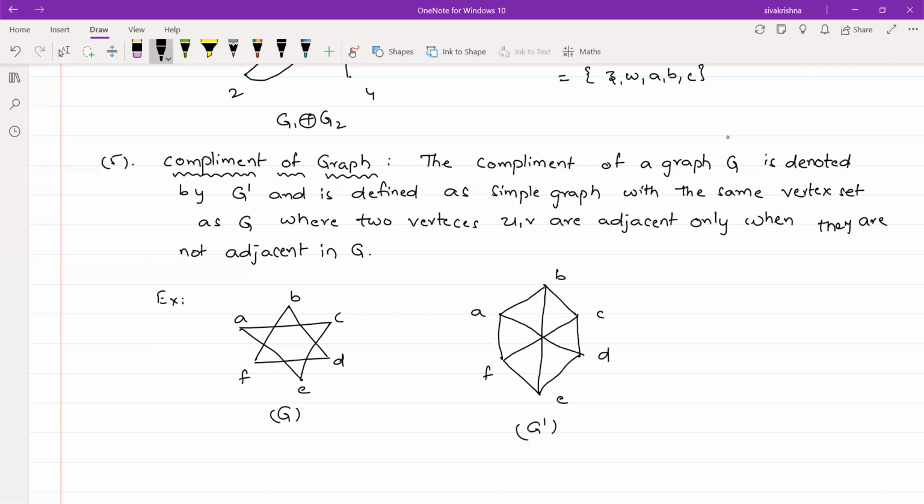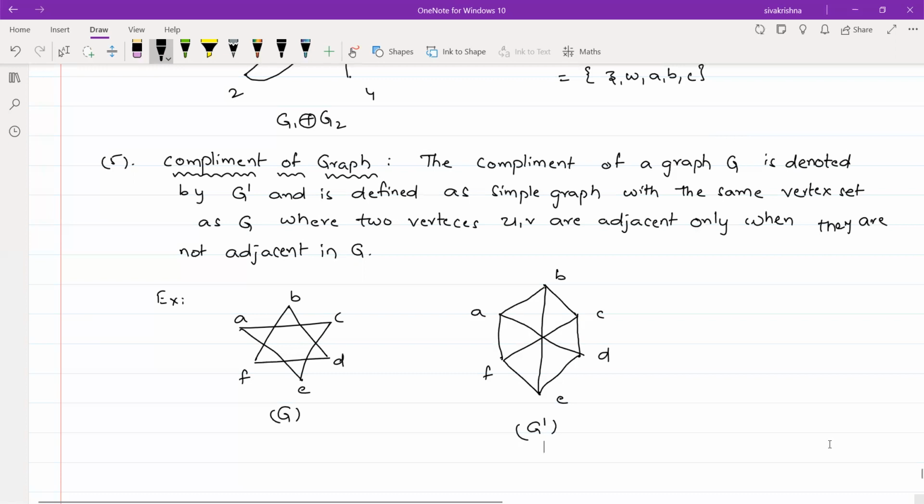Once again, coming to the definition of G dash, the vertices which are present in G should be present in G dash. And from the edges point of view, the vertices which are not adjacent in graph G should be adjacent in graph G dash. That is the edge condition. So this is G dash.